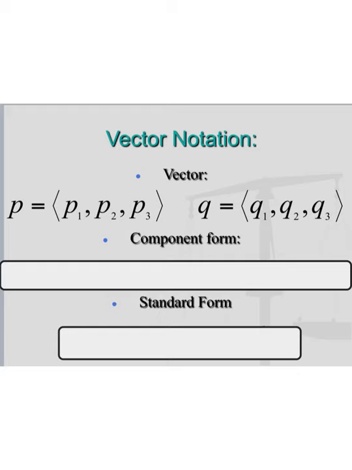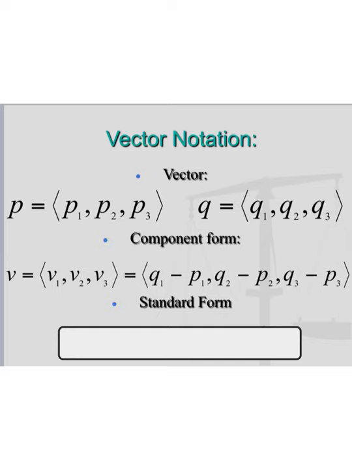And we have two general ways we can talk about a vector. The first way is component form, where we have the x, y, and now z values for our vector. So for our component form, it's going to be found by doing q1 minus p1, q2 minus p2, and then q3 minus p3. That's our third component this time.